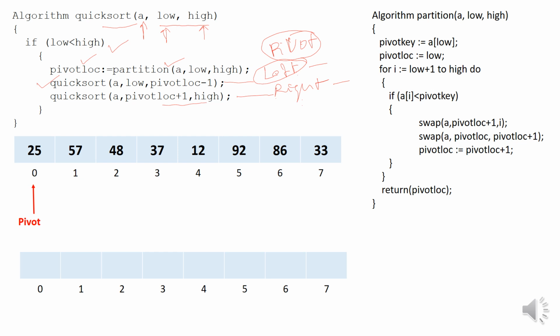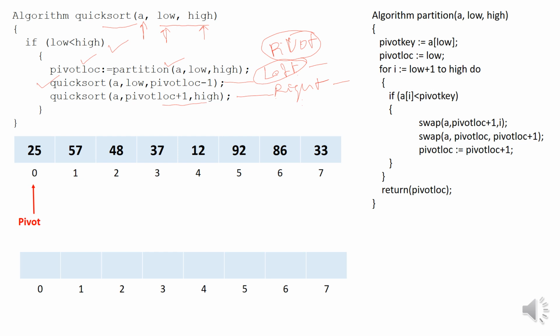Now, let me explain this procedure using an example. How we perform partition, how we fix a pivot element in its proper position. The array contains 8 elements: 25, 57, 48, 37, 12, 92, 86, 33. Select first element as pivot, then compare the remaining elements with pivot. And we need to rearrange the elements into two partitions, a left array, right array, by fixing the pivot element in its proper position.